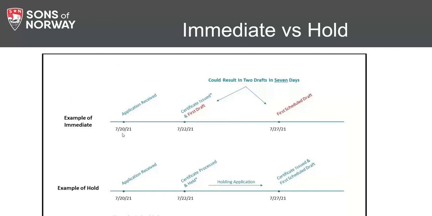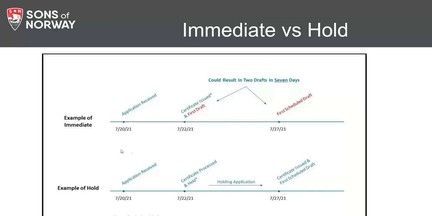You submitted the application on 7/20. So we received the application. Within 48 hours, we issue and draft that first premium on the 22nd. In this example, you chose a draft date of the 27th. So we're going to draft on the 22nd, and we're going to draft again on the 27th. So this is the immediate option. So potentially, when those dates are really close, there's going to be 2 drafts for that client in the first month.